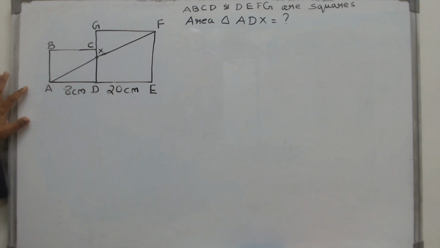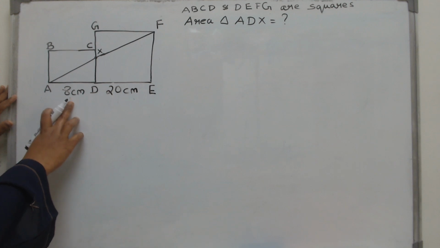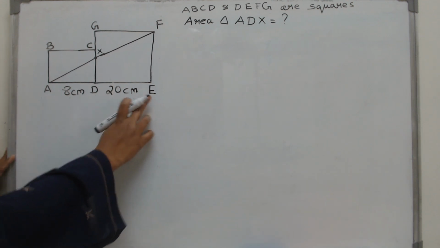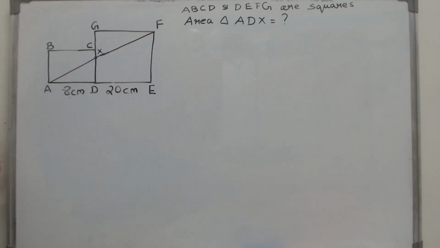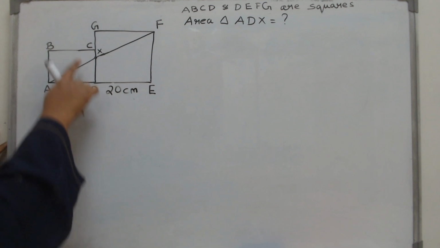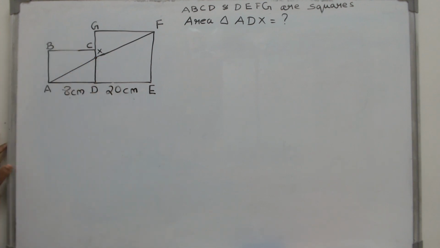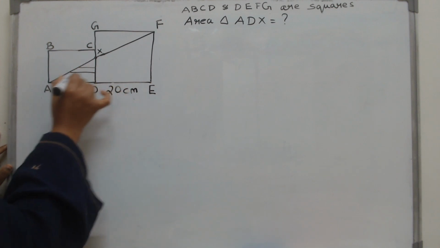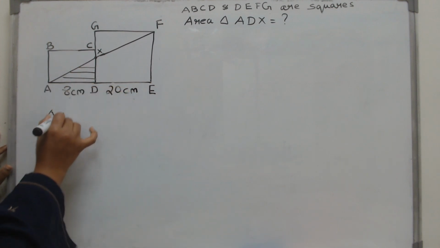Here we have a square ABCD with sides of the measure 8 centimeters. Then we have a slightly bigger square DEFG with sides of the measure 20 centimeters. Now the line segment AF intersects CD at a point X. What we need to find is the area of this triangle ADX.